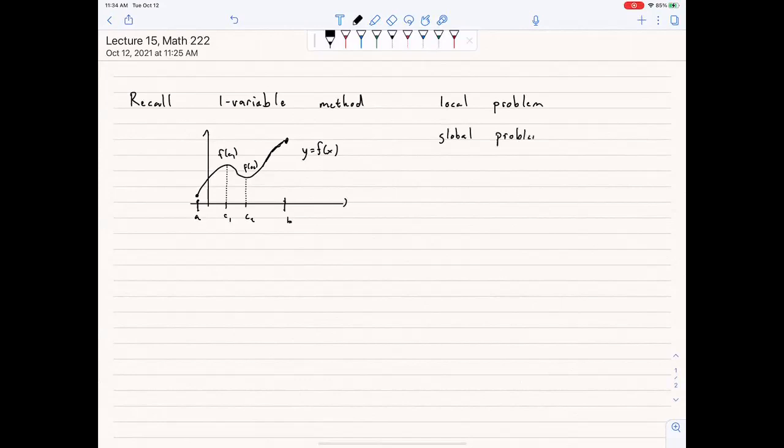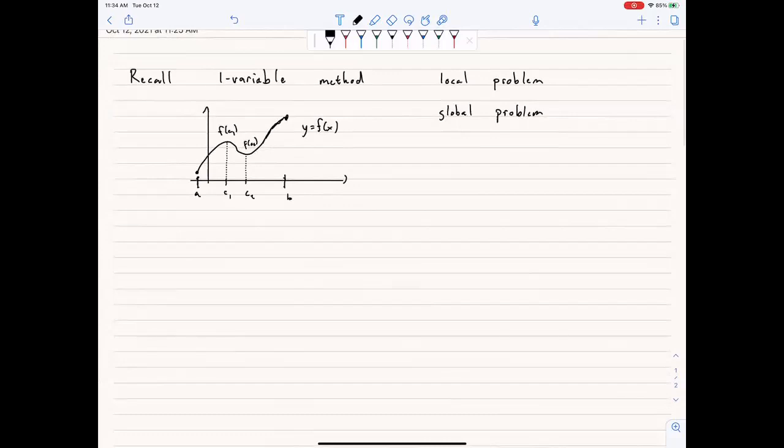The same is true in higher dimensions. This book deals with the 2-dimensional case, but there are techniques to deal with any dimension. The tests get a little more complicated in higher than 2, but there are still ways of doing it. So let's talk about the local solution, the local method. The first step is to find critical points.